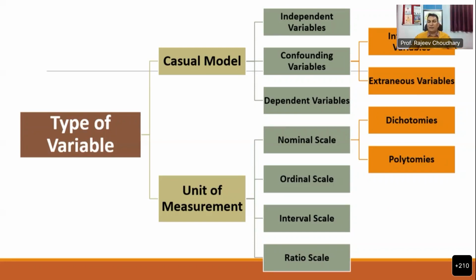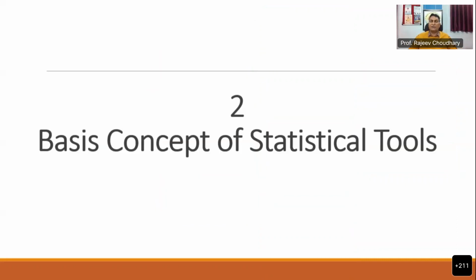And what do you mean by intervening, extraneous, nominal scale, ordinal scale, interval scale, ratio scale, and so on. After the brief description of the types of variables, I will proceed to the main part that Dr. Paddy assigned me, basic concept of data analysis. So I will discuss different tools which are used, especially in biomedical researches.